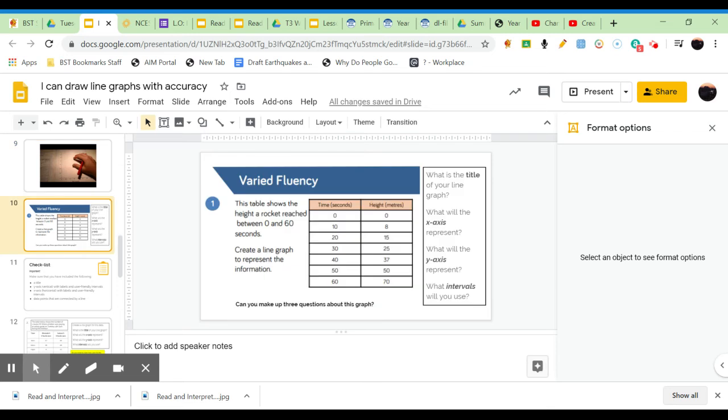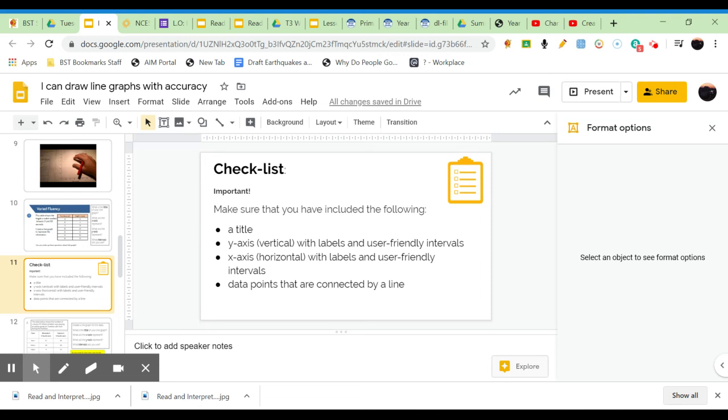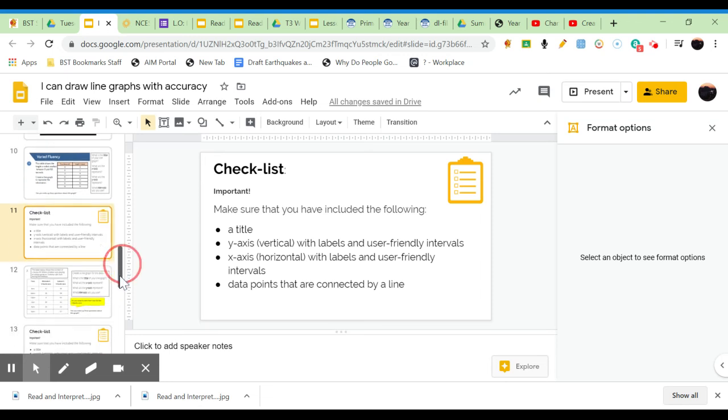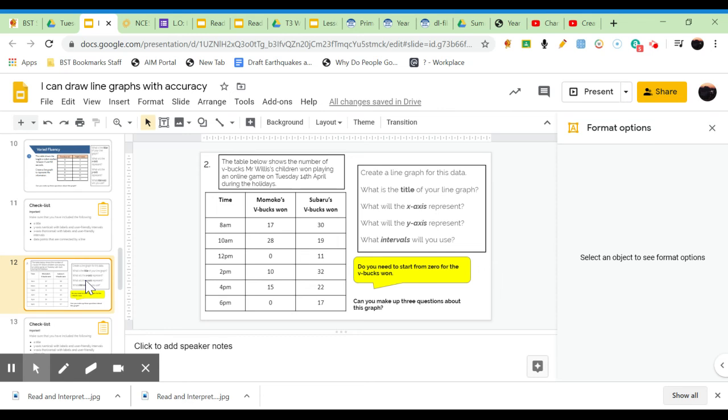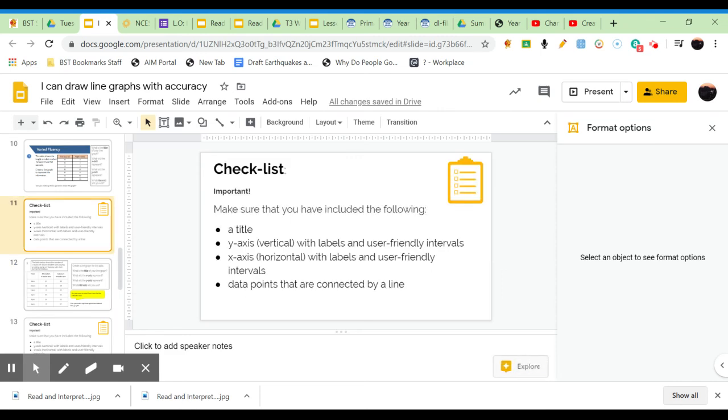Next, these are the problems. There is a question here. Please answer all parts of the question. When it says, can you make up 3 questions about this graph? Please do make up 3 questions after you have completed the graph. Here is a checklist for you. And afterwards, there is a checklist for you to go through to make sure you have done that. Now, next, move on to the next one. And these are all on the Google form, okay? Just go through each one on the Google form, plot the graph.